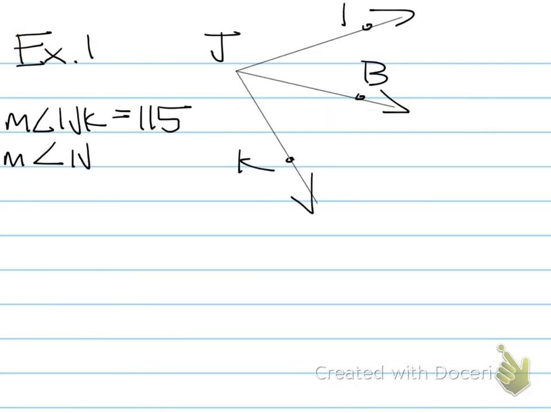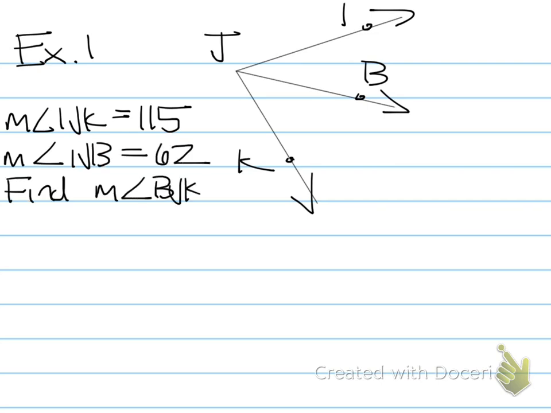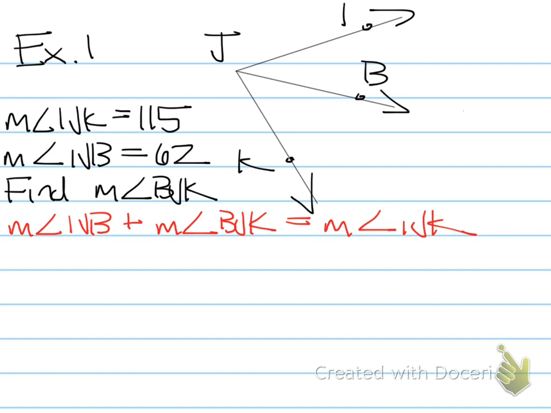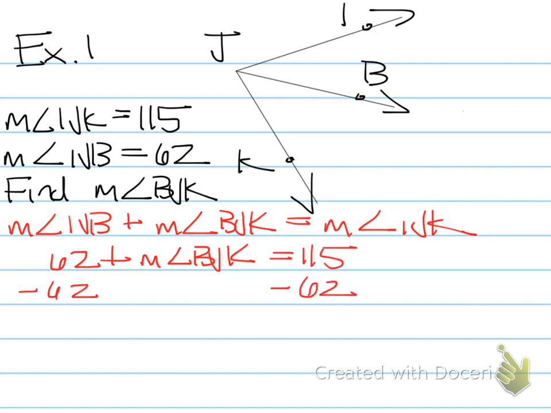In this example, we want to find the measure of angle BJK. So we should start with an equation. The sum of the measures of the two adjacent angles will equal the measure of the angle that's formed by those two angles, angle IJK. Plug in the values for each one of those angle measures. Subtract 62 from both sides. The measure of angle BJK is 53.